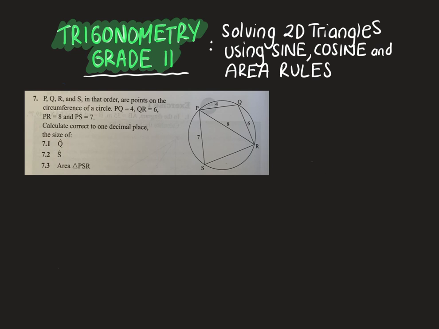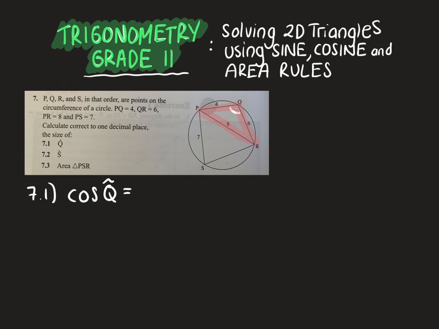Calculate correct to one decimal place the size of Q. Okay, so 7.1. We're looking at Q. We want to solve for this angle over here. Now, this looks very much like a cos rule, doesn't it? We can see the cos rule here because we have all the sides of the triangle, but no angles. So that's a cos rule scenario. Let's do it. We want to work out cos of Q.